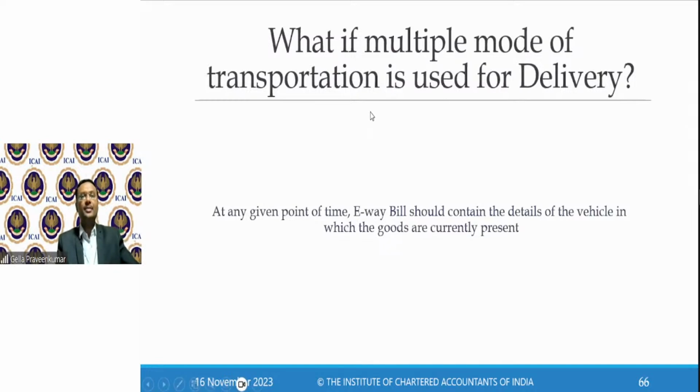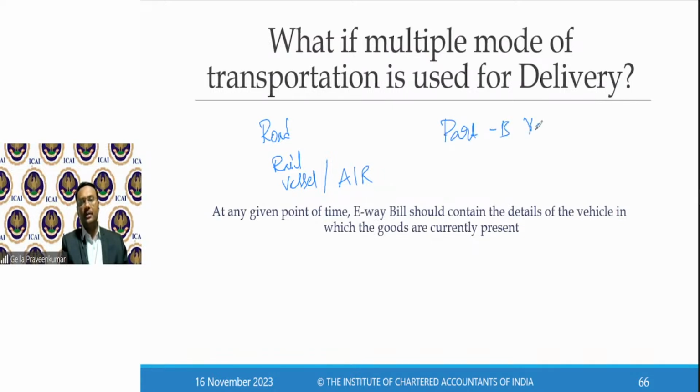What if multi-mode of transportation is used for delivery? At any given point of time, e-waybill should contain details of vehicle in which the goods are currently present. The goods can be transported by road, by rail, by vessel, or by air. So here, in my e-waybill, that is your Part B, when we talk about vehicle details, I have to mention the mode of transportation in this particular Part B. This is mandatory for us to mention.